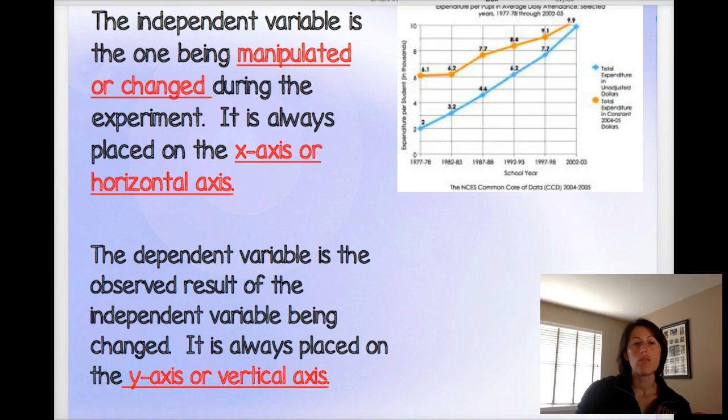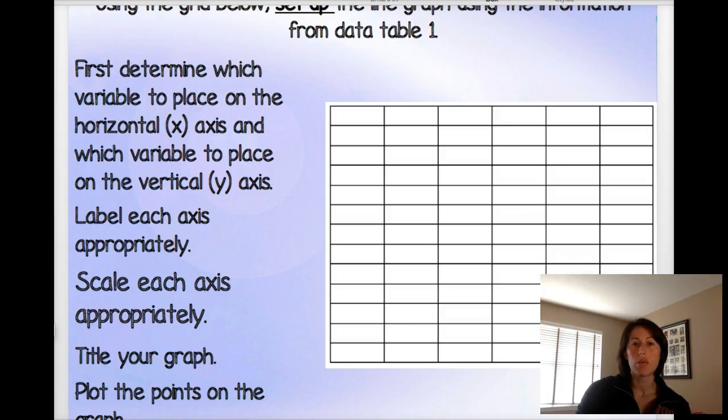So like you made that data table before, using that information, I actually want you in a second to set up this line graph from the data table that you just created. Remember, the first thing you have to do is determine which variable to place on the x-axis and which variable to place on the y-axis. So the x-axis is on the bottom. So go ahead and make sure that you label each axis appropriately. Make sure that you scale them appropriately and that you put numbers on the bottom.